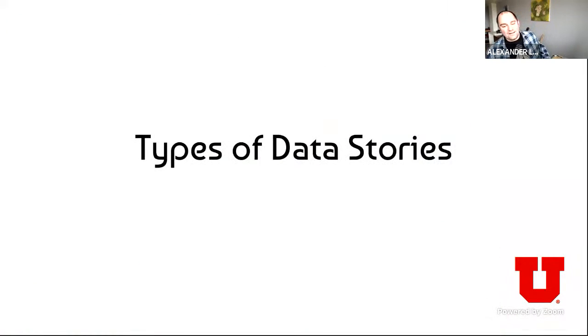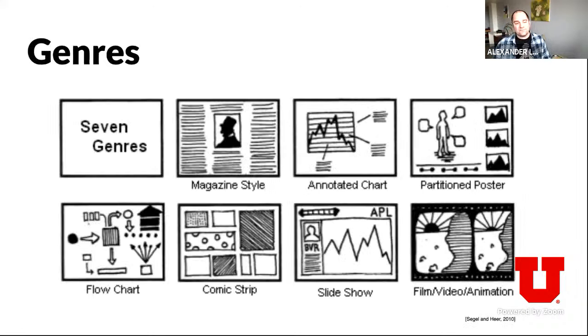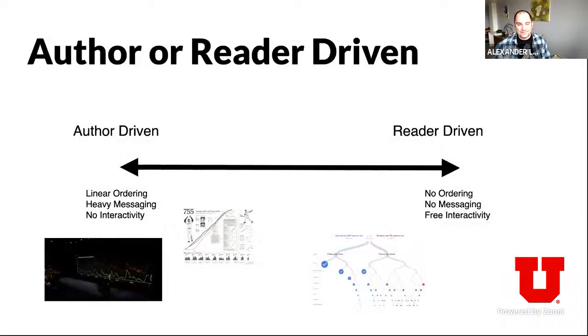Okay, and this now goes back to this paper that I mentioned earlier by Segel and Heer. And there's a couple of different types that we can classify of data stories. There are these 7 genres. There's a magazine style data story, which we've just seen, an annotated chart, a partitioned poster, or this could actually be more what we just saw, a flow chart, a comic strip, a slideshow, or a film video animation, of which we saw 2 examples in the beginning.